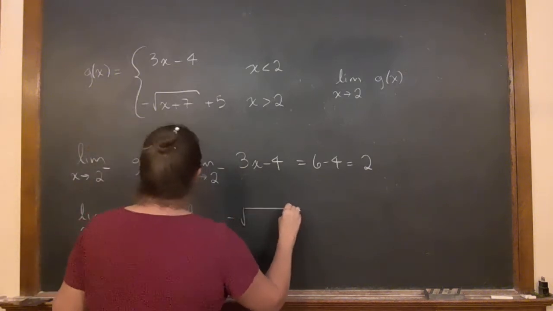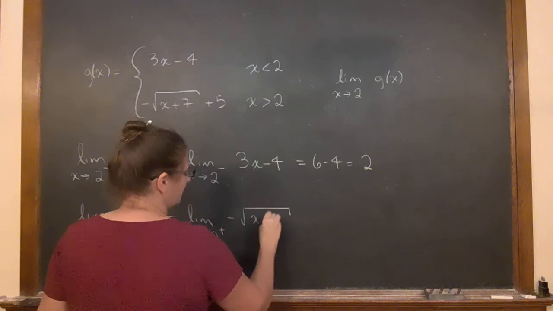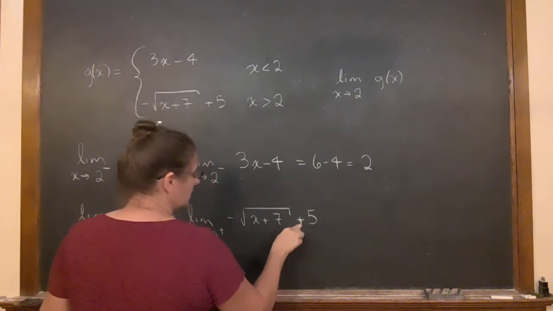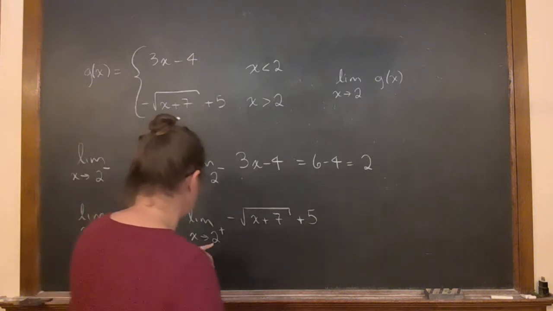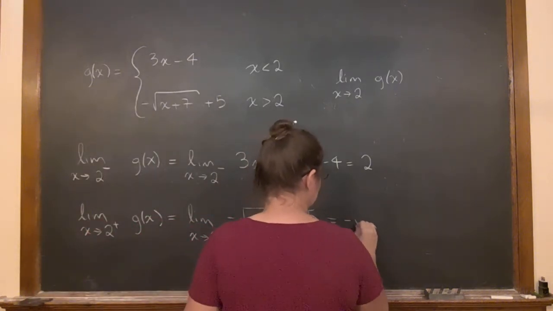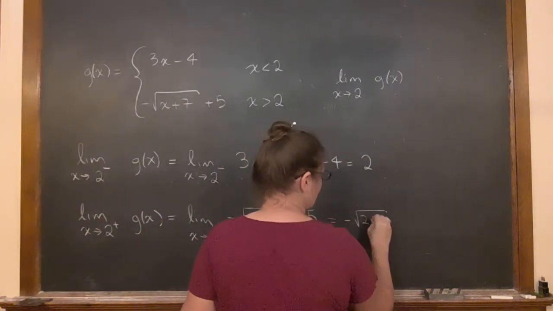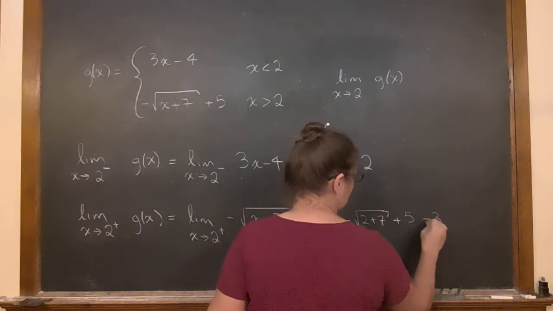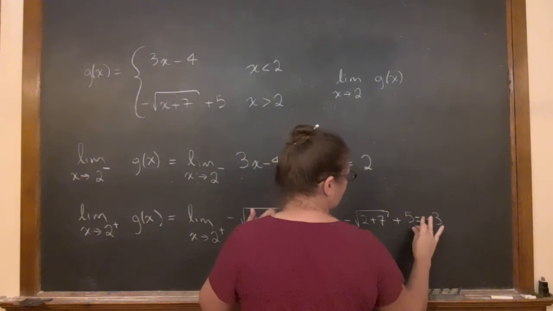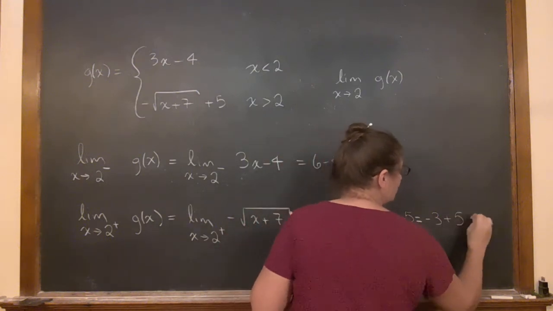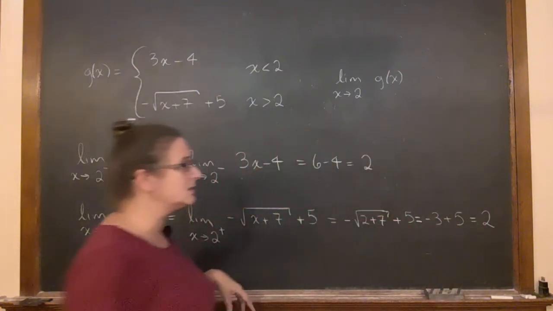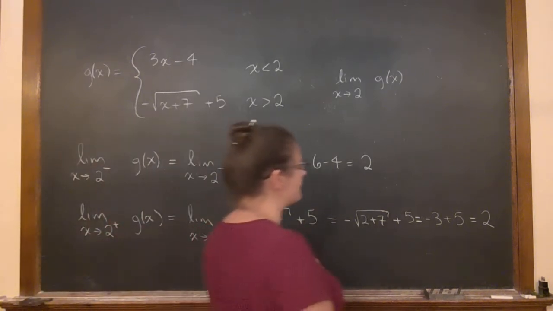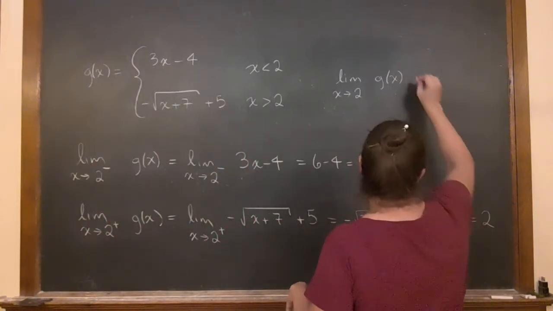Minus square root of x plus 7 plus 5. Okay, so then I put in 2. I'm going to get minus square root of 2 plus 7 plus 5. So minus, well, equals minus 3 plus 5. So I do get 2. In this case, I got the same number. So we can very confidently say that the limit is actually 2.